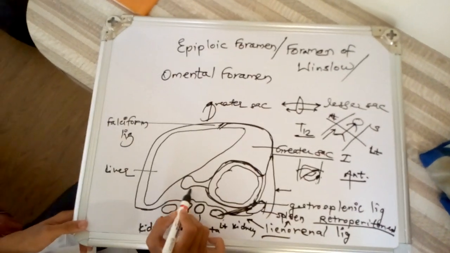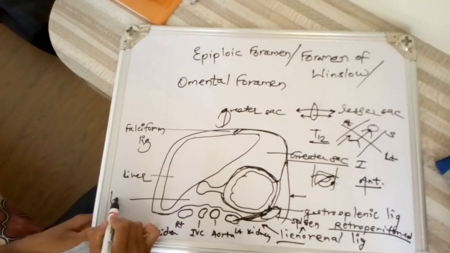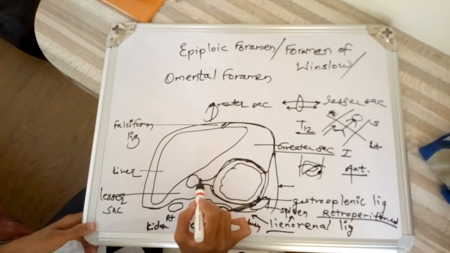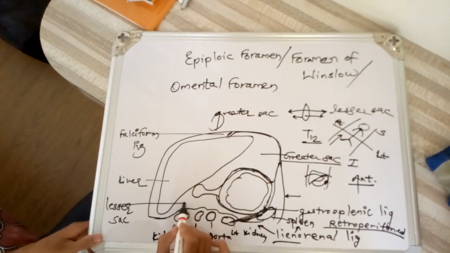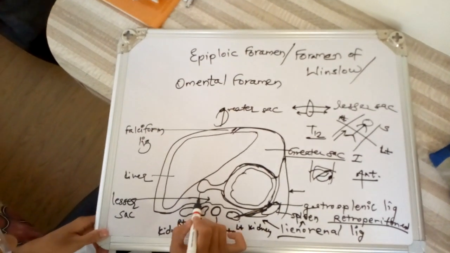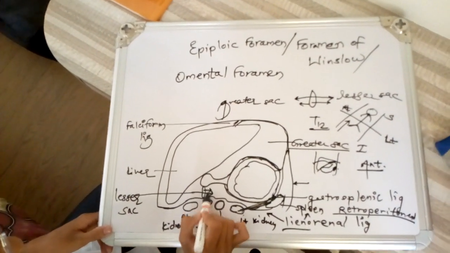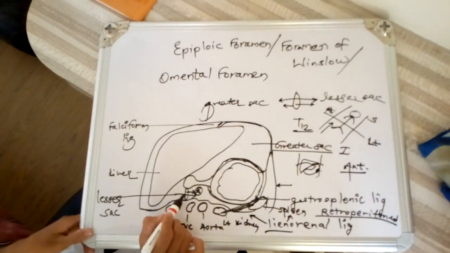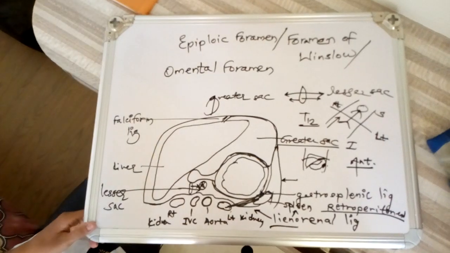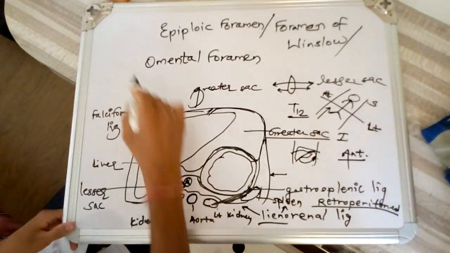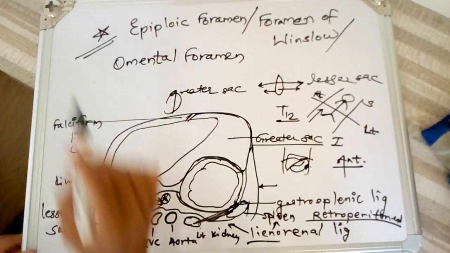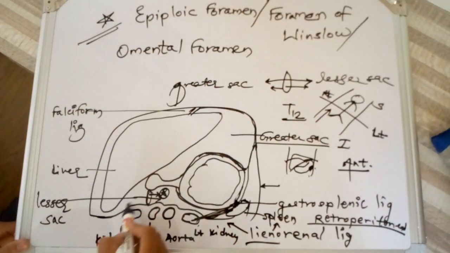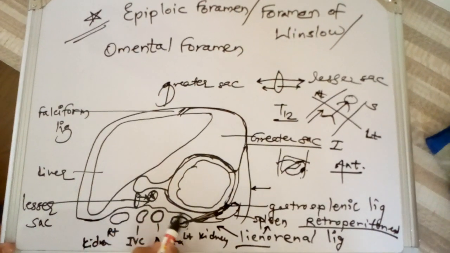And now this is the lesser sac. Now the connection: this is the lesser sac. So here is a sort of opening, and this is nothing but the foramen. This is the star mark with the arrow labeling. So this is nothing but the epiploic foramen. I star mark it here. So this opening that I am showing, this complete thing is the greater sac, and this is the lesser sac.